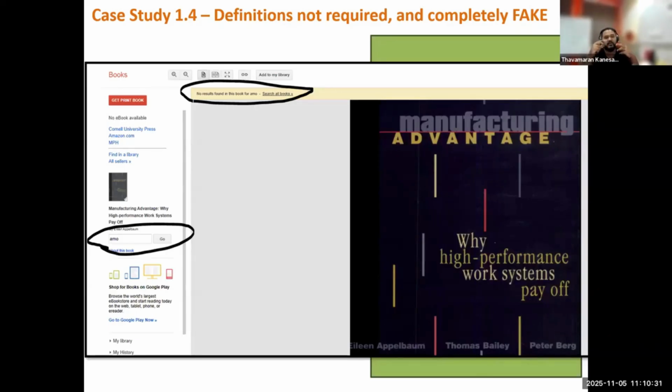So it takes time. Normally, they look for Web of Science, Scopus, high-impact journals to come up with this kind of ideation. That's the normal expectation, a rule of thumb, I would say. So when we search for AMO in this book, Manufacturing Advantage: Why High-Performance Work Systems Pay Off, there is not a single result in this book related to AMO. Nothing. So this is the core of the study given by AI.